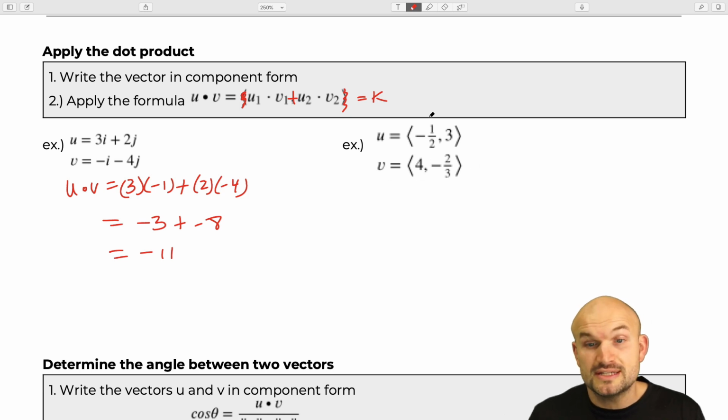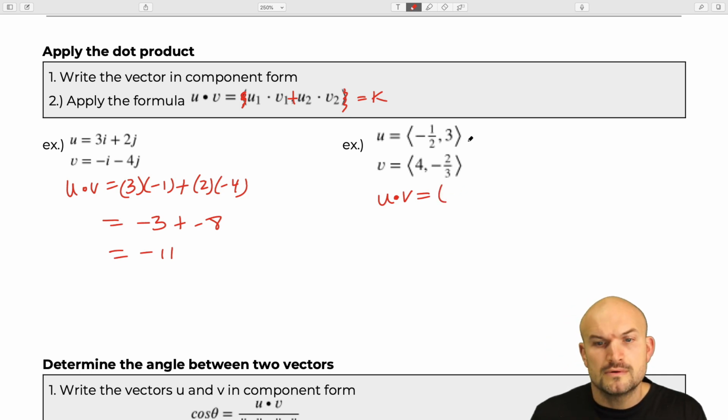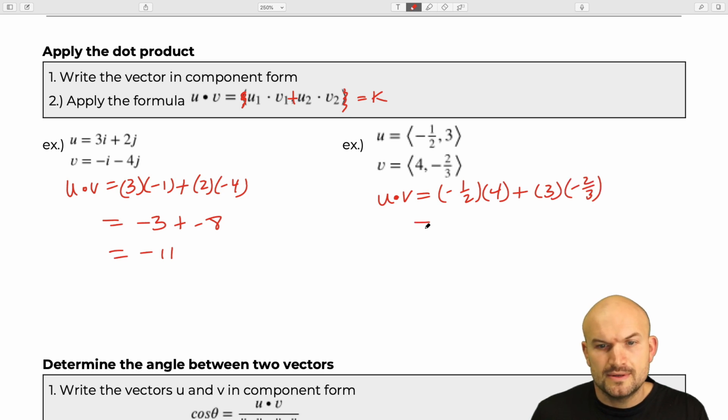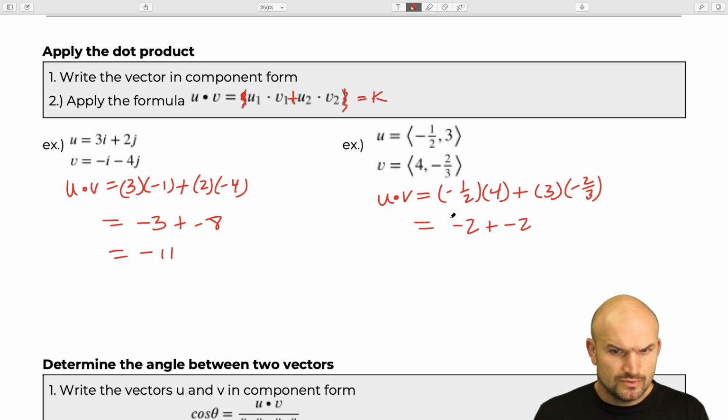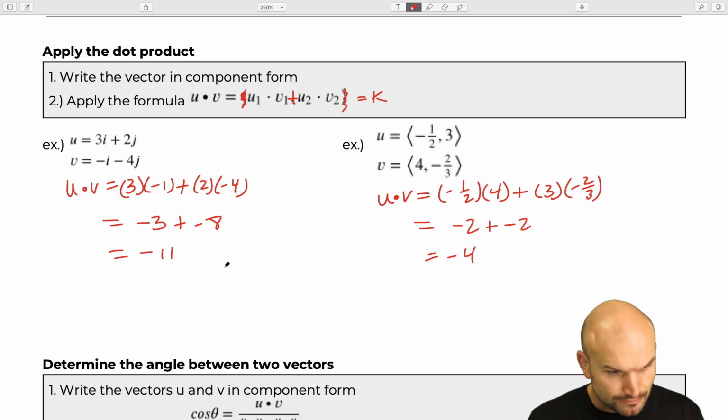Then again, we could also look at this. So if I'm going to do my u dot v here, again, you're going to multiply your horizontal components. So that would just be a negative 1/2 times a 4. And then we're going to add that to a 3 times a negative 2/3. So in this case, that's going to give us a negative 2, plus a negative 2, I'm sorry. Yep. So that's going to equal a negative 4. And voila, there we go.